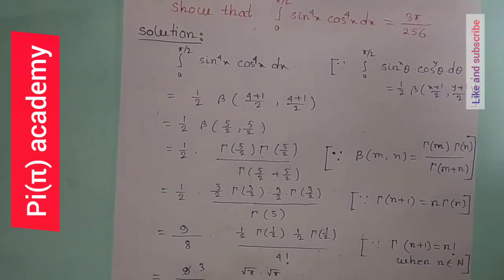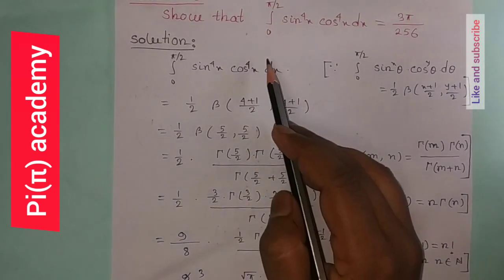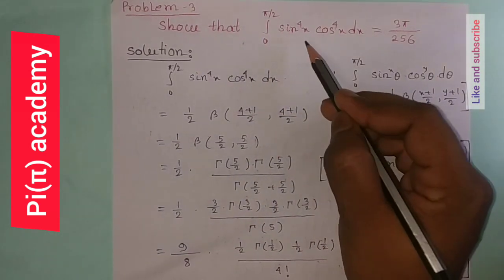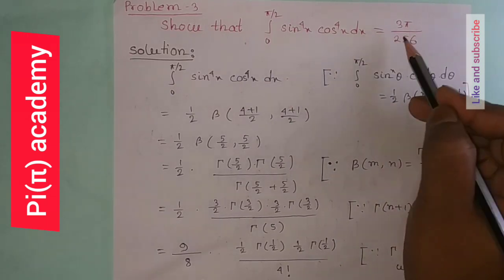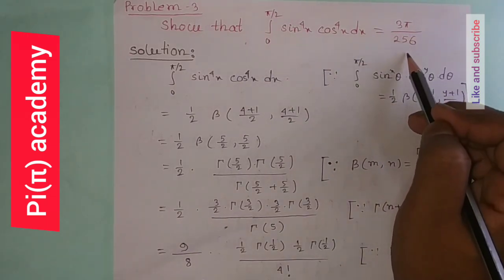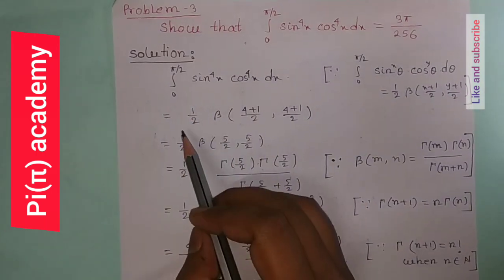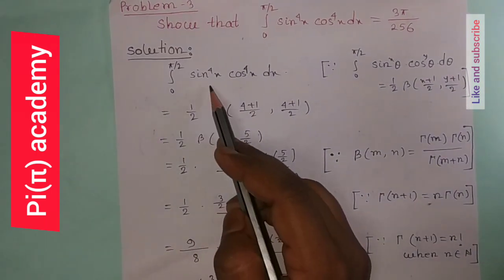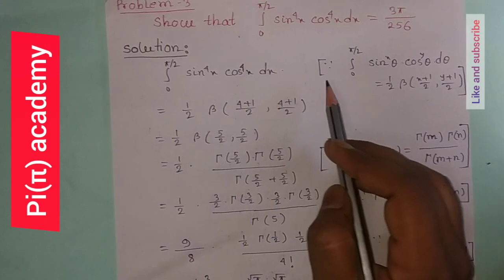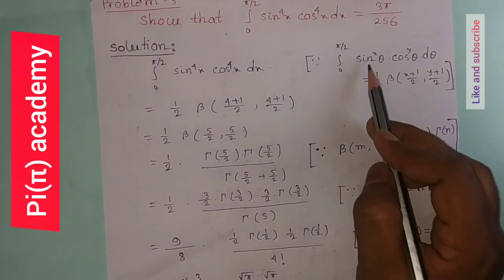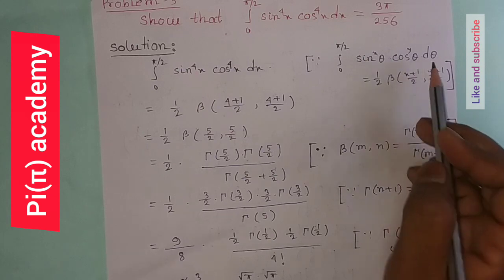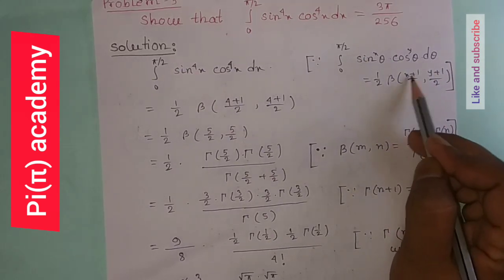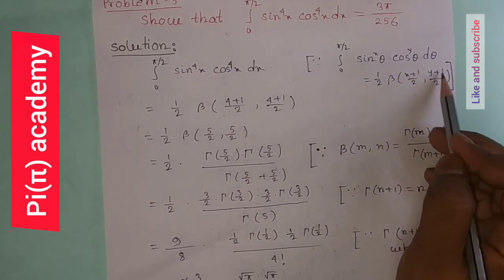Now problem 3. Show that the integral from 0 to pi by 2 of sin to the power 4x into cos to the power 4x dx equals 3 pi by 256. Solution. Here the integral from 0 to pi by 2 of sin to the power 4x cos to the power 4x dx. We know that the integral from 0 to pi by 2 of sin to the power x theta cos to the power y theta d theta equals half into beta(x plus 1 by 2, y plus 1 by 2).